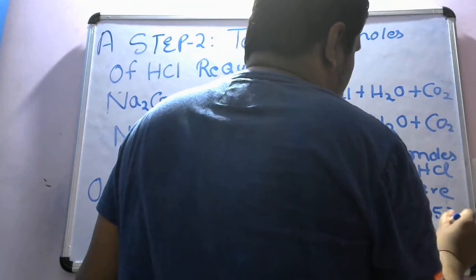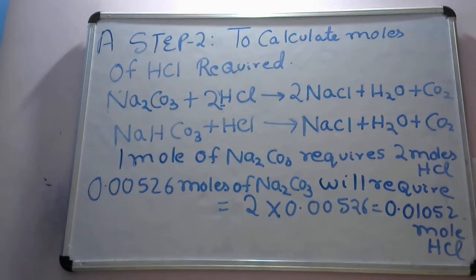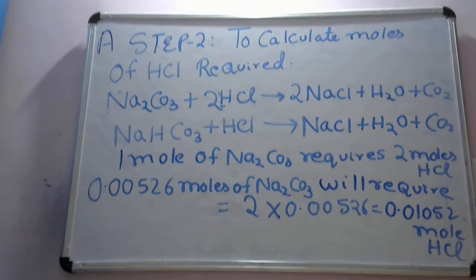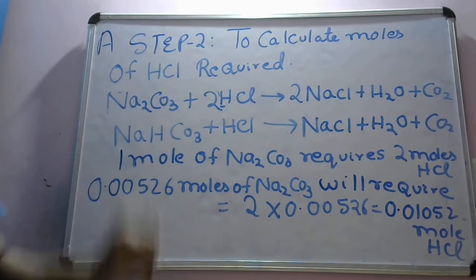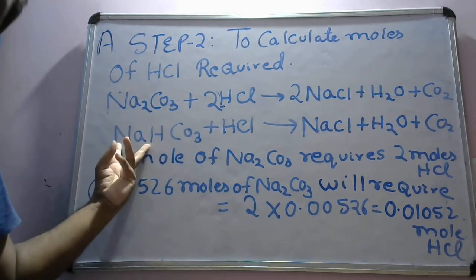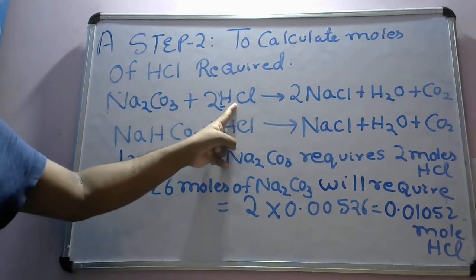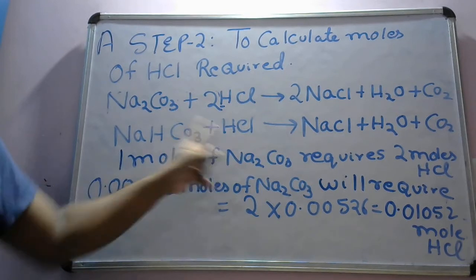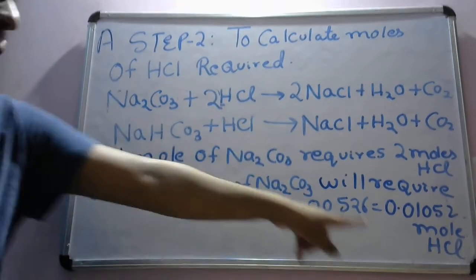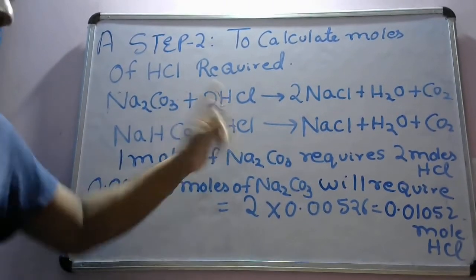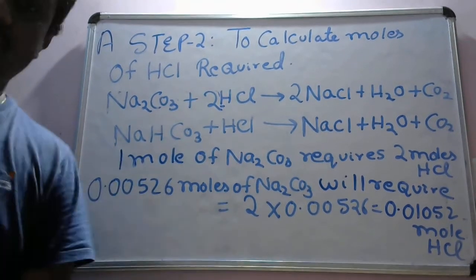0.01052 mole HCl. Okay. Now this is from this reaction, because HCl is reacting with both Na2CO3 and NaHCO3. Both are there in the mixture. So HCl will react separately with Na2CO3 and separately with NaHCO3. So for Na2CO3 separate moles will be required, and for NaHCO3 also separate moles are required, because two separate reactions are there. The coefficients are also different.